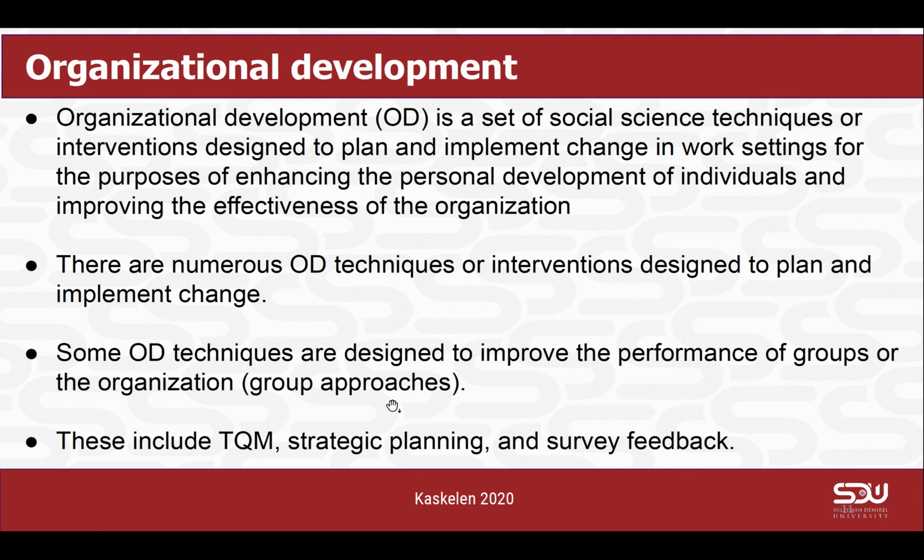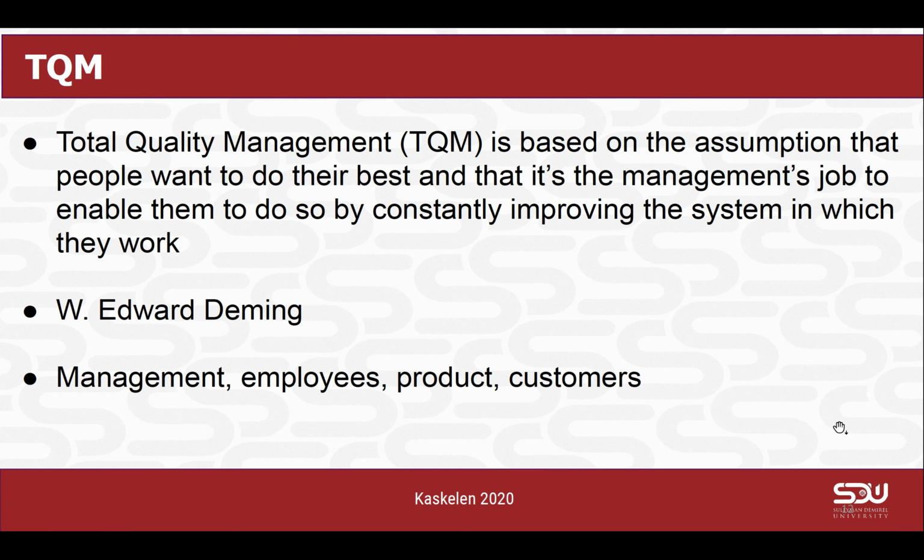They are called group approaches, right? This includes total quality management, strategic planning, and survey feedback. Let's look at them in a little bit more detail. So total quality management, TQM, is based on the assumption that people want to do their best and that it is the management's job to enable people to do so, right, by constantly improving the system in which people work. It's strongly associated with the name of Edward Deming. He designed a lot of things about TQM.